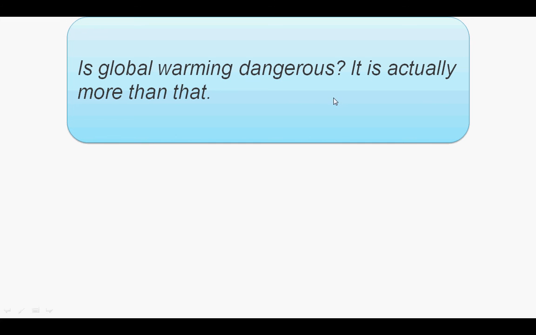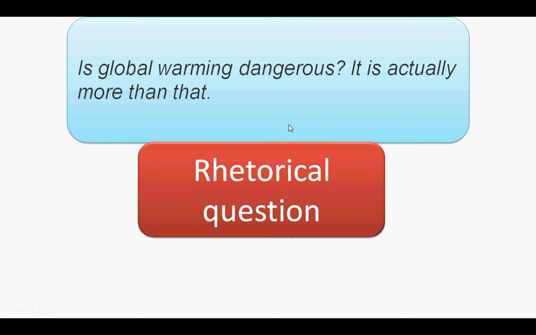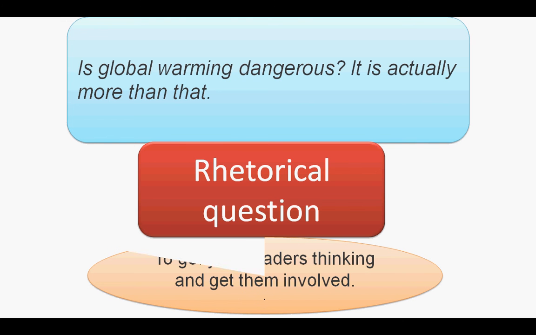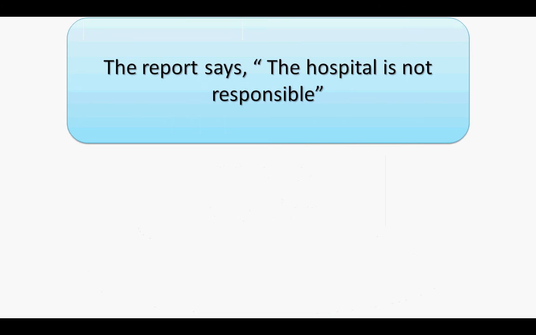Yes, exactly. Is global warming dangerous? It's actually more than that. So here a question, he is giving the question, asking the question and providing the answer to the question. So this is a, exactly, it's a rhetorical question. Great. Why do we use it? To get the readers thinking and get them involved.